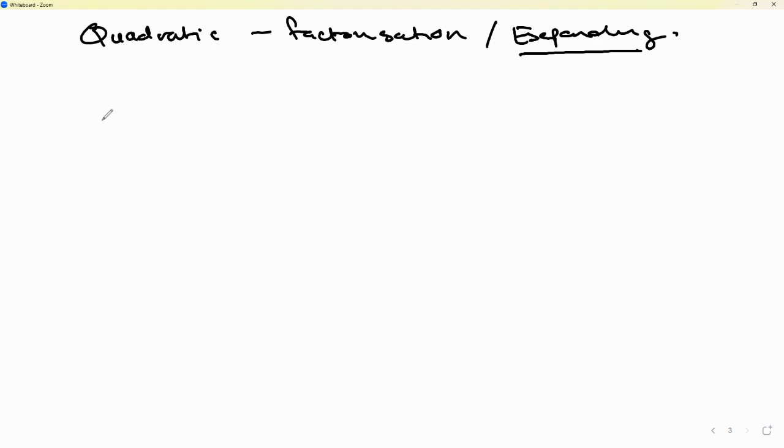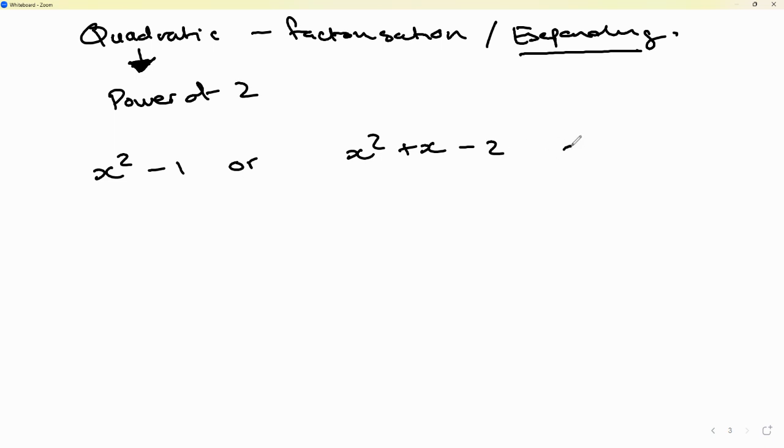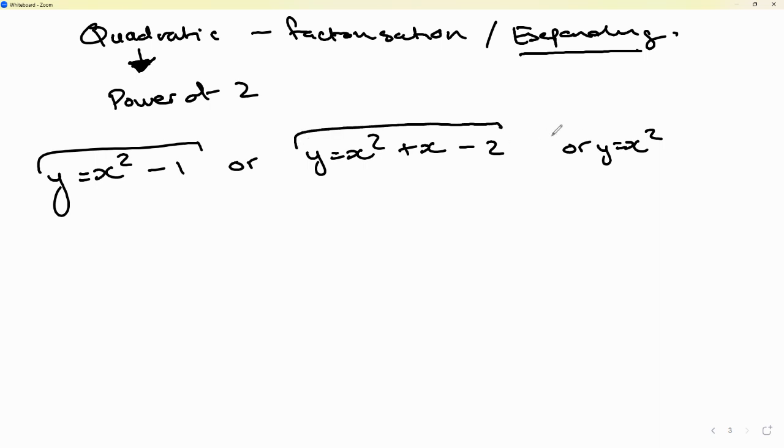I'm going to write down a few quadratics, but in particular, a quadratic is when you have a function or an expression where the variable is to the power of 2, like x squared minus 1, or x squared plus x minus 2, or just x squared. And in each case, you could make it equal to y. So you could say y equals that, and y equals that. Okay, getting it in the form of some kind of graph that you can put in a Cartesian plane.